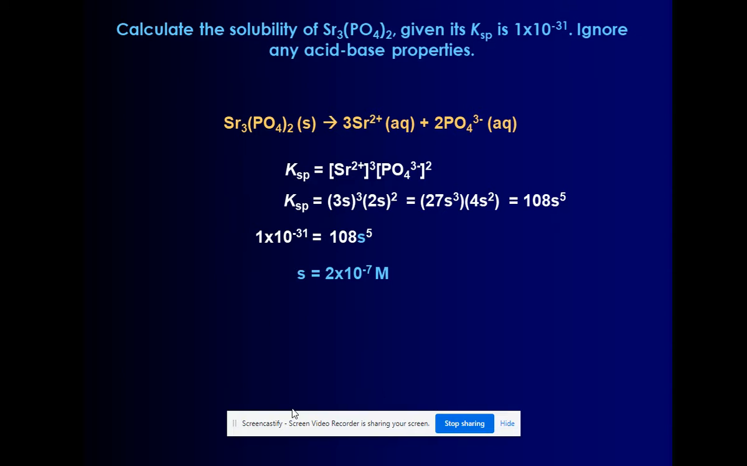If I had asked you for what strontium's concentration would have been, it would have been 3 times that, so 6 times 10 to the negative 7th, and phosphate would have been twice that, 4 times 10 to the negative 7th. So you were asked to find the solubility of your solid, so you're just finding S. If you were asked to find it for either of the ions, you would need to account for how many of those ions are present once you reach equilibrium.